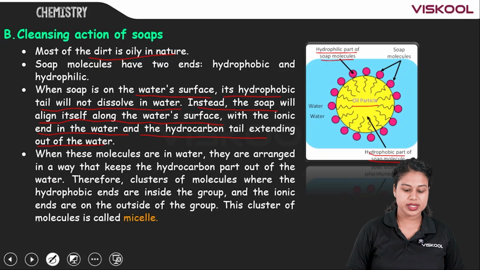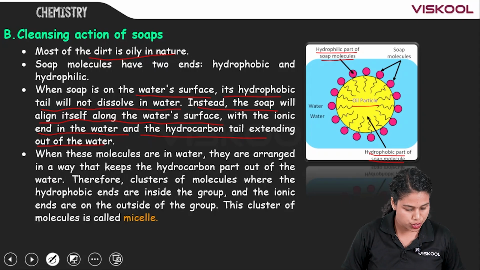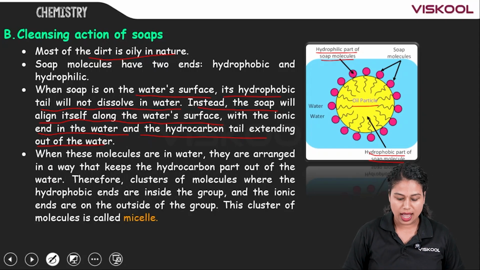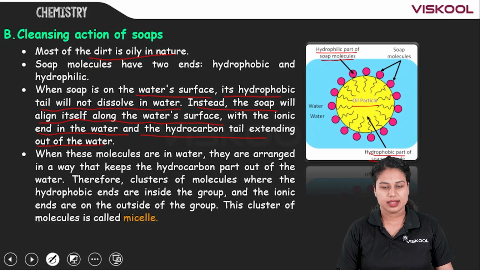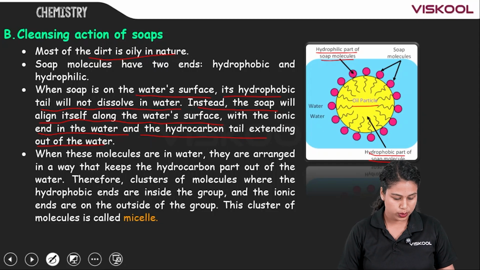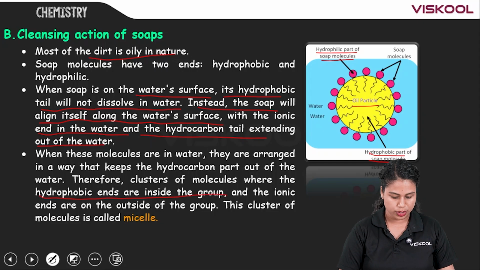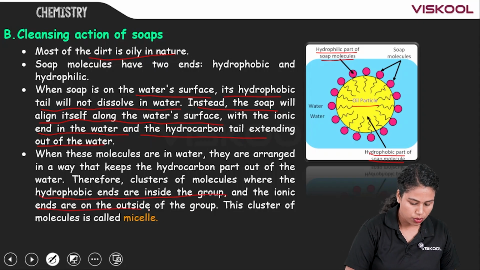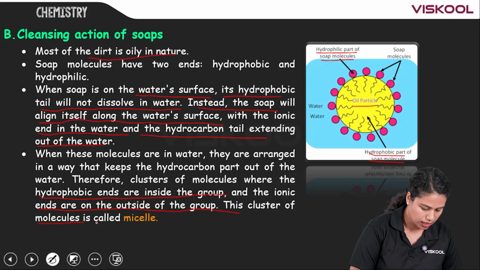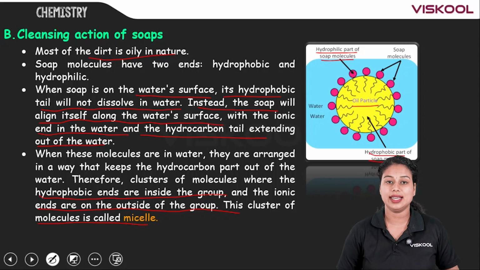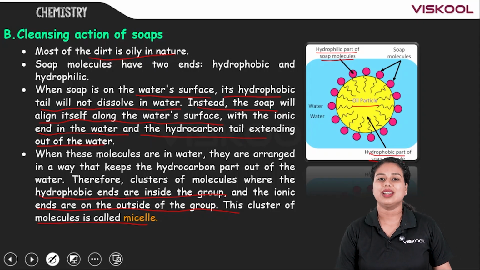When these molecules are in water, they are arranged in a way that keeps the hydrocarbon part out of the water. Therefore, clusters of molecules where the hydrophobic ends are inside the group and the ionic ends are on the outside of the group, this cluster of molecules is called a micelle. So what is a micelle?